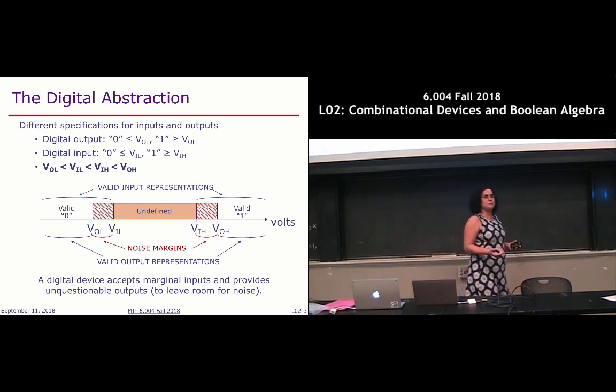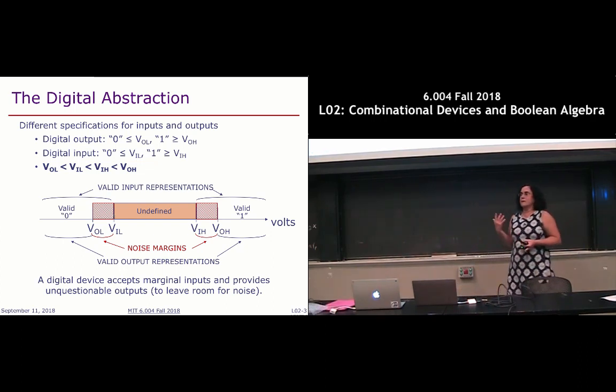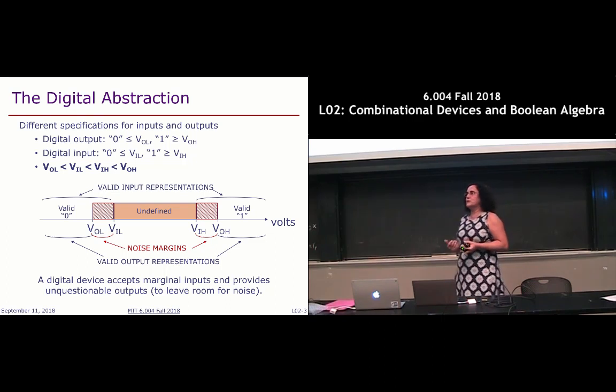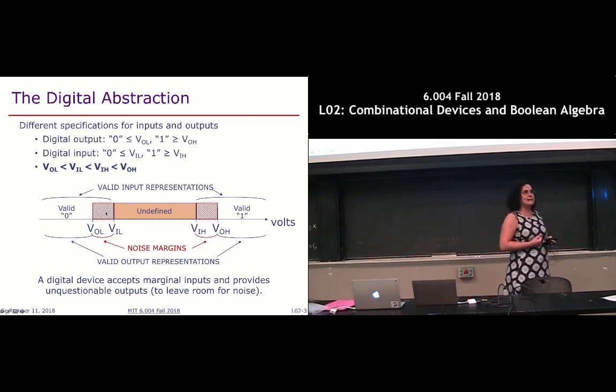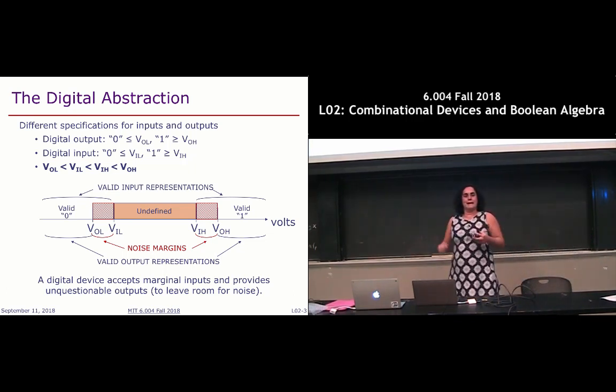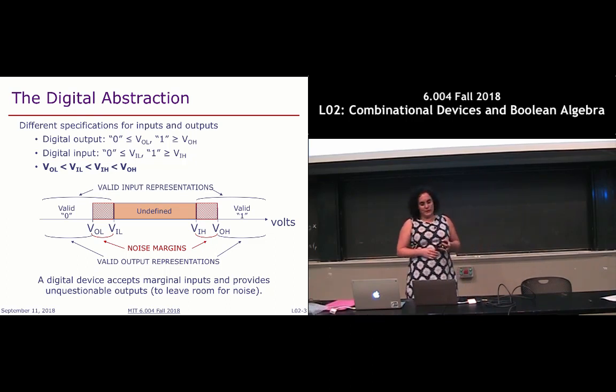What this allows us to do is that as long as our digital devices are producing valid outputs, there's room for a little bit of noise between the output that was produced and when the output is used as an input to the next device, so that the input will still be a valid digital input as we expand and connect one device to another.